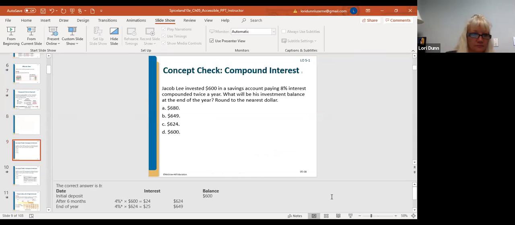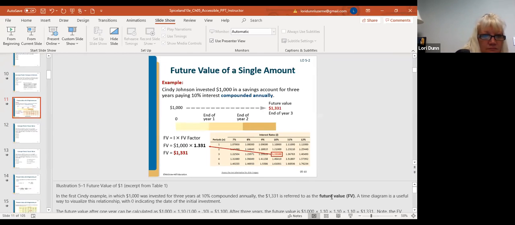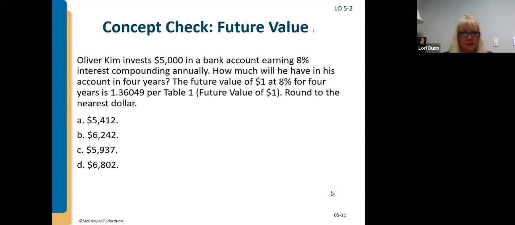All right, let's go back to PowerPoint. Share that. So let's do one more. Oliver Kim invests $5,000 in a bank account, earning 8% interest compounded annually. How much will he have in his account in 4 years? Now remember, the first thing you have to say is, what the heck are we solving for? Well, we want to know how much he will have in 4 years. So we are definitely determining future value. He's only investing $5,000 today. The number of compounding periods is 4 years, once a year, so 4. And the interest rate, 8% compounds once a year, so 8%.